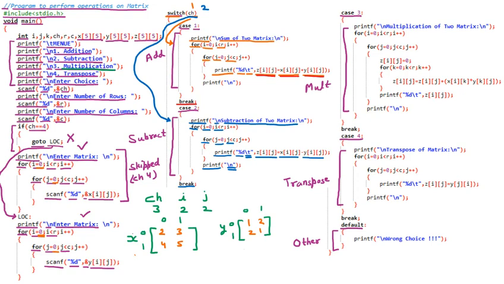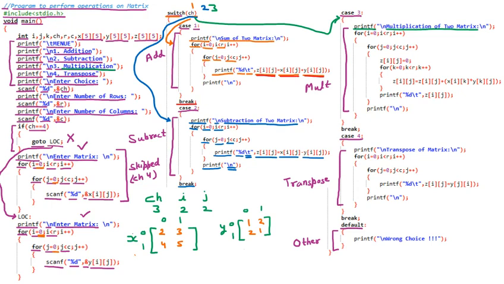Now what is going to happen this time? As the choice is 3, the choice will directly go to case 3. Now in case 3, what will happen? We have the multiplication. So on the user screen there is a message, printf multiplication of two numbers. So the multiplication of the two numbers is going to happen.